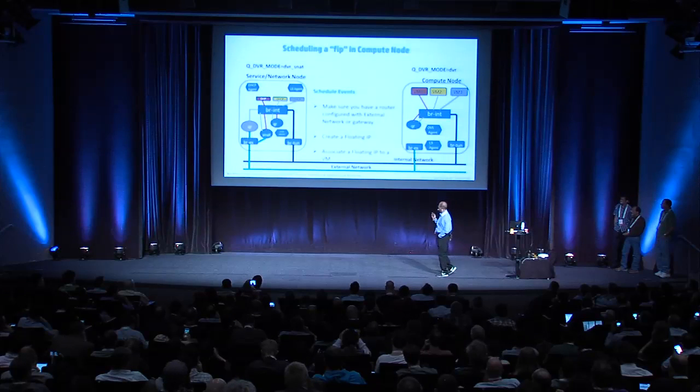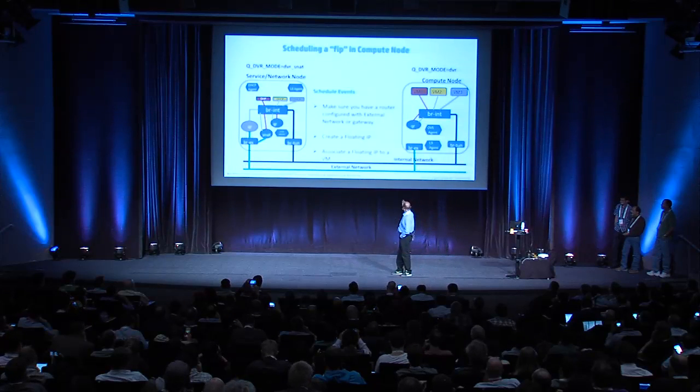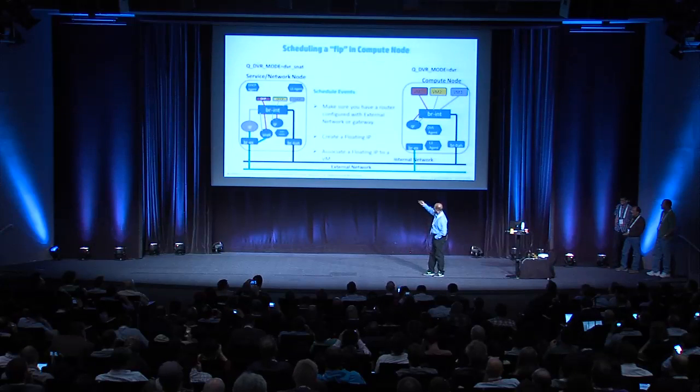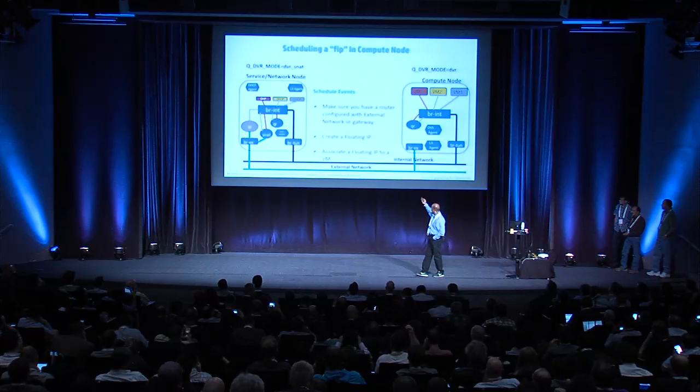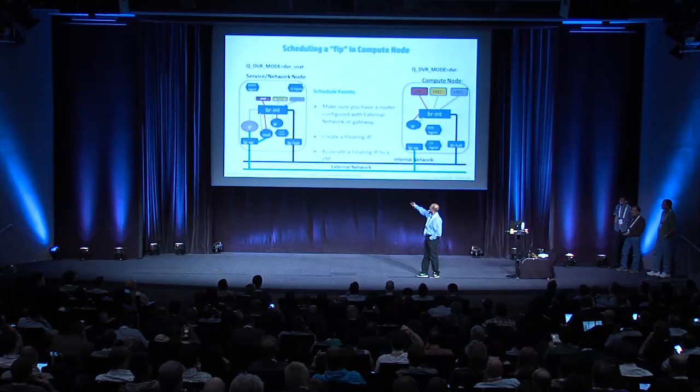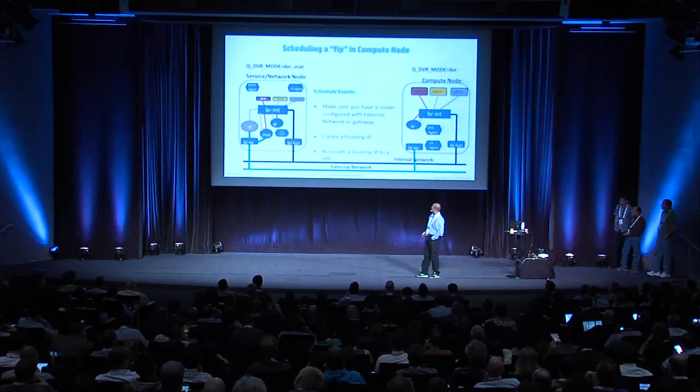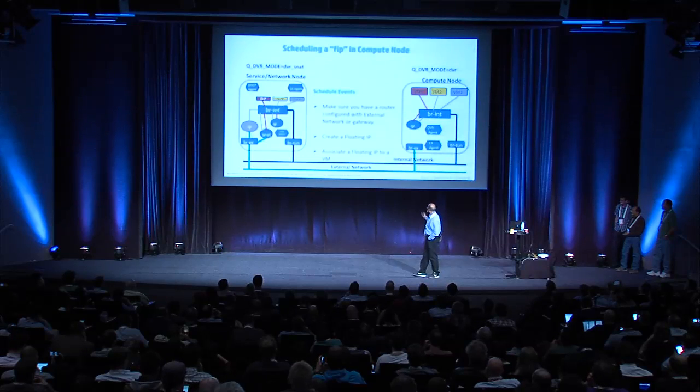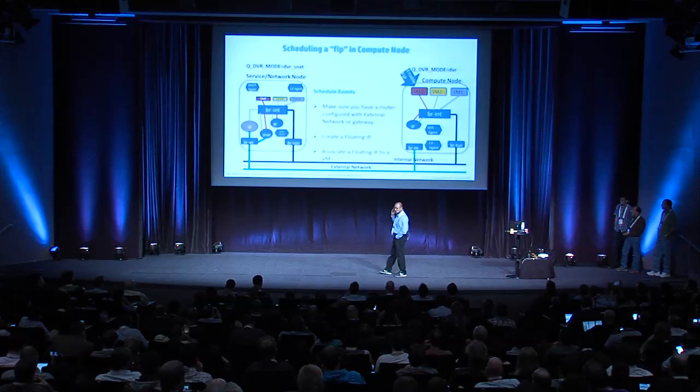What happens when a FIP is being scheduled? So you have a scenario where you have the DVR implemented, with a compute node and a service node. This basically represents north-south communication just by SNAT communication, but you don't have a FIP namespace created yet. Now you want to create a FIP namespace for VM3, so you configure a FIP.